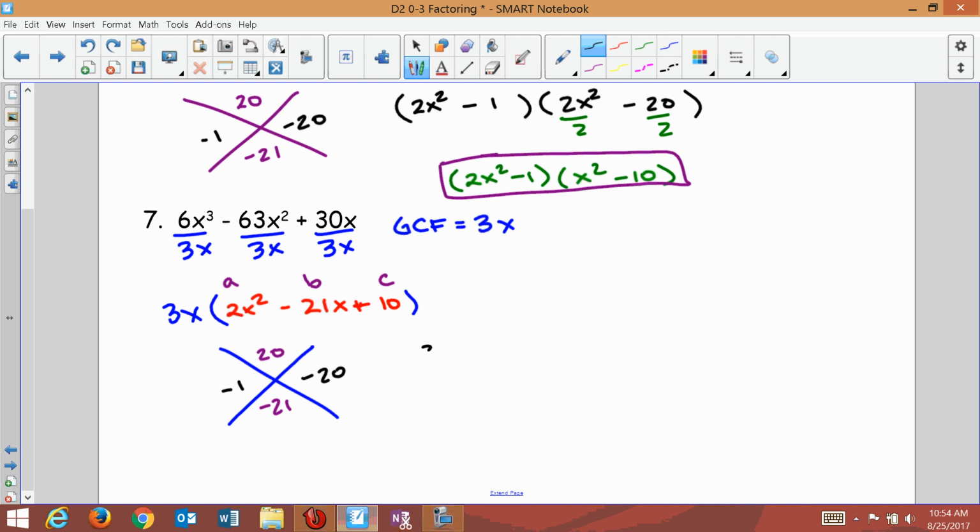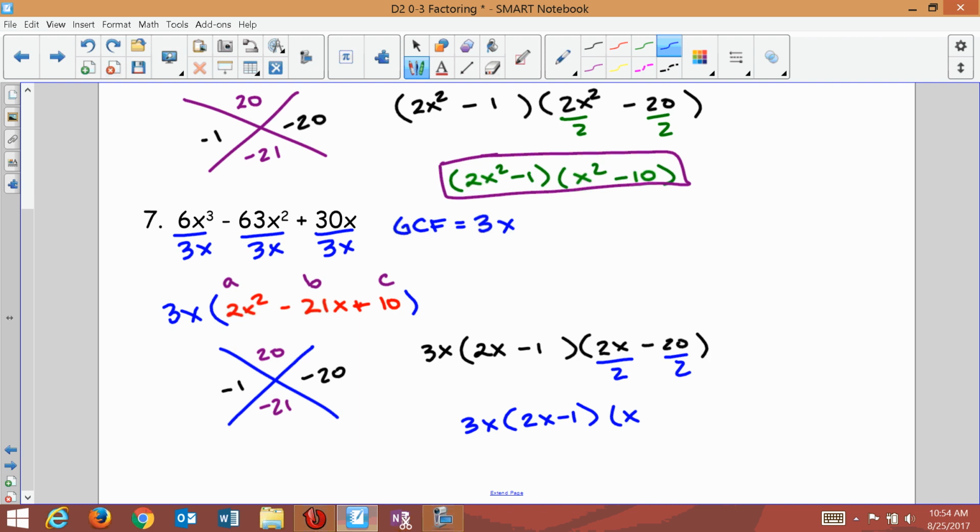I need to keep the 3x out front, but now I have two new binomials. It's going to start with 2x, and over here, 2x. Now remember, the reason this is 2x is because you divide that power by 2. So 2x and 2x. Now I plug in my numbers, minus 1, minus 20. And we see that, again, I can divide this by 2. Let me switch colors just so you can tell it's a new step. I can divide this by 2, divide that by 2, and I'm left with 3x times 2x minus 1 times x minus 10.